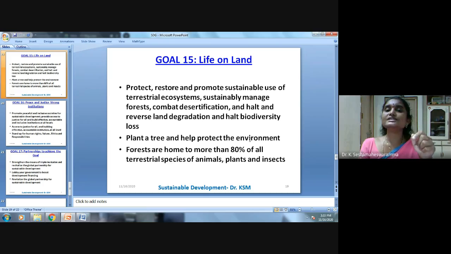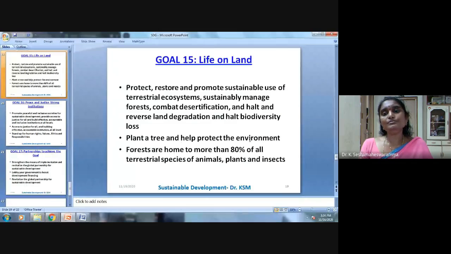Each and every ecosystem has its own important role, its importance. You have to protect it. You have to manage it sustainably. Then reduce deforestation, desertification, everything. Plant a tree and help protect the environment. So if desertification, deforestation, and degradation are going on everywhere, plant a tree and help protect the environment.